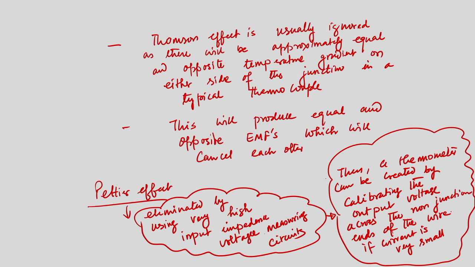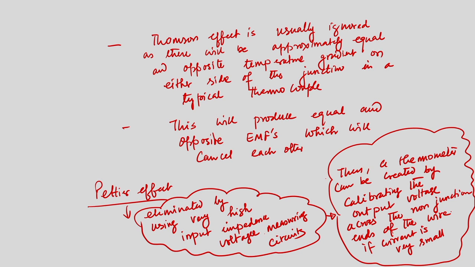If we can measure that EMF, the electrical effect that is used, we can measure the temperature. As I said, Thomson effect is easily ignored, and we have discussed why it is ignored: there will be approximately equal and opposite temperature gradients on either side of the junction. So, in a typical thermometer, this will produce equal and opposite EMFs, which will cancel each other.